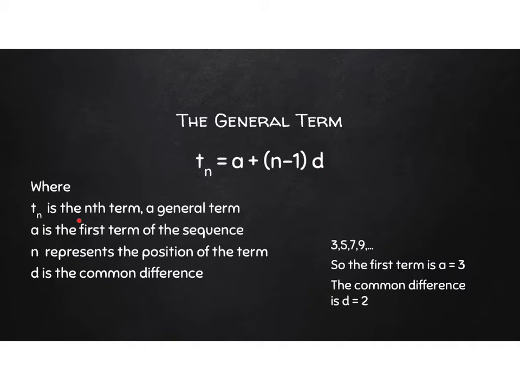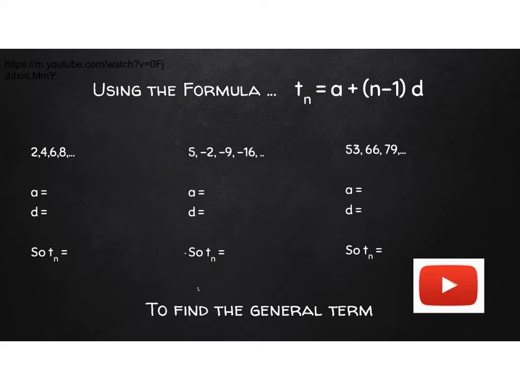So Tn is the nth term, A is the first term of the sequence, n represents the position of the term, like the third term, the fourth term, the 10th term. D is the common difference, or what you're adding or taking away every time. The general term is Tn, where we start with the first term A and we add a bunch of D's to get to the nth term.